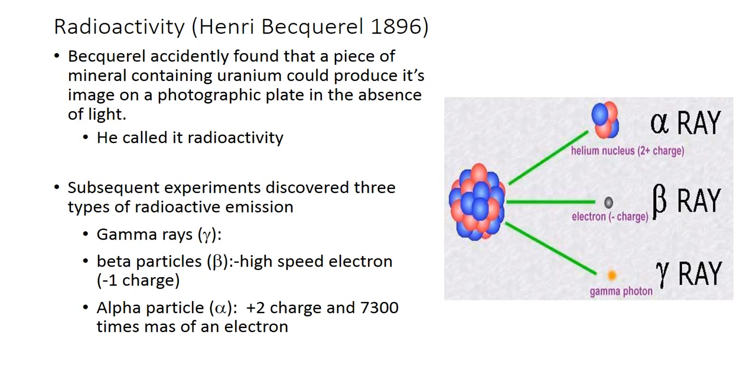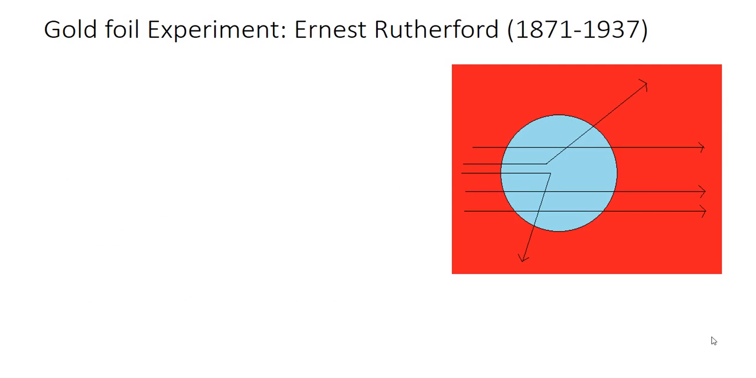Later experiments, the alpha particles were discovered, and the alpha particles are very important in understanding the atom. The alpha particles have a positive 2 charge, so we'll see why these are important. Gold foil experiment conducted by Ernest Rutherford. So Ernest used the alpha particles to understand what is inside an atom.